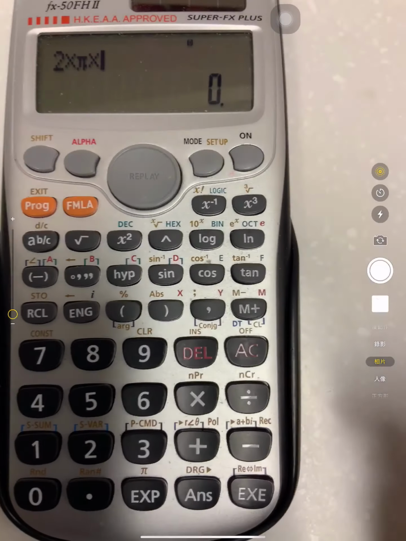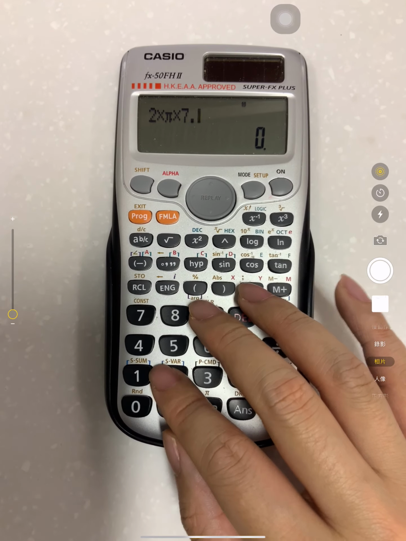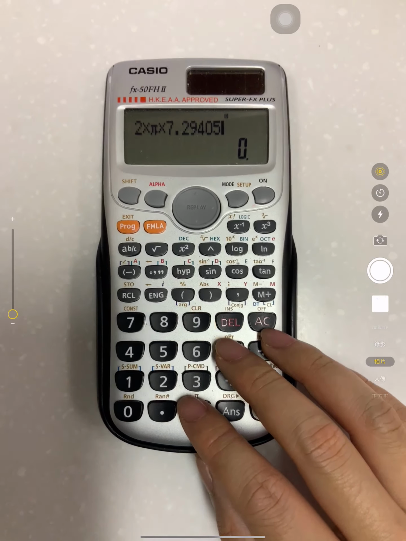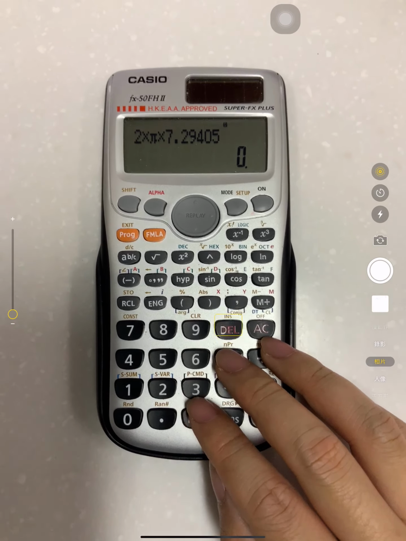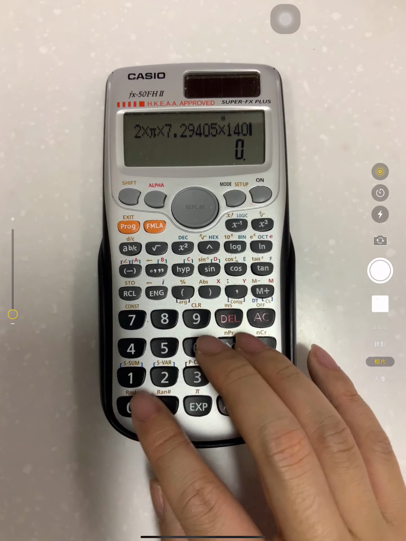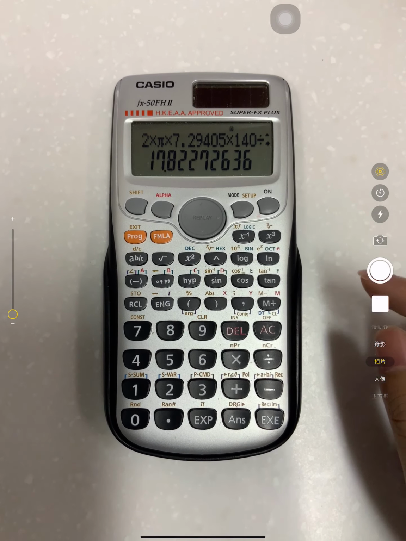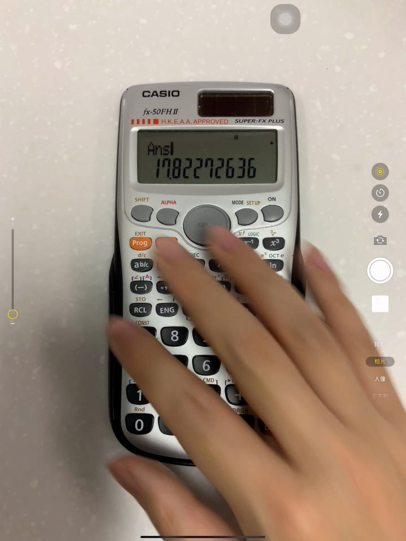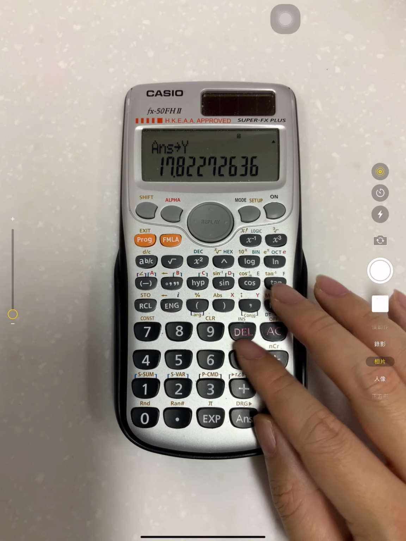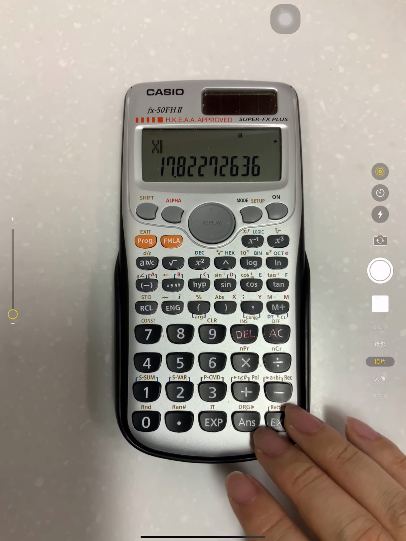7.29405. Okay, I take more digits, at least 5 digits. Okay, and then times 140 divided by this one. Okay, you can also have 17.8, but you can see this one, for example, I saved to Y. You can see this one and the X are not the same.